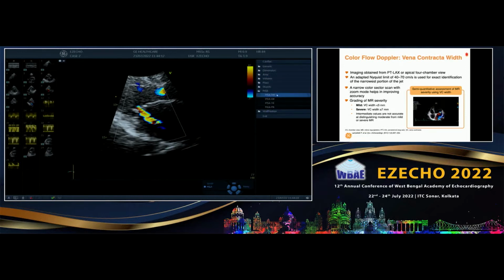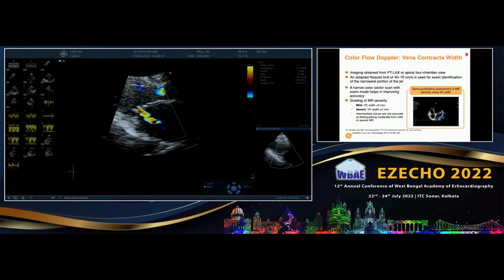Remember, the vena contracta will be below the anatomical orifice. So I know my leaflet is here, and this is where the vena contracta is, because a jet going through a narrow area continues to narrow for some time. So it should always be below the orifice. So this is hardly anything, 3 millimeter is minuscule. Now I will look at the PISA in a long axis view.